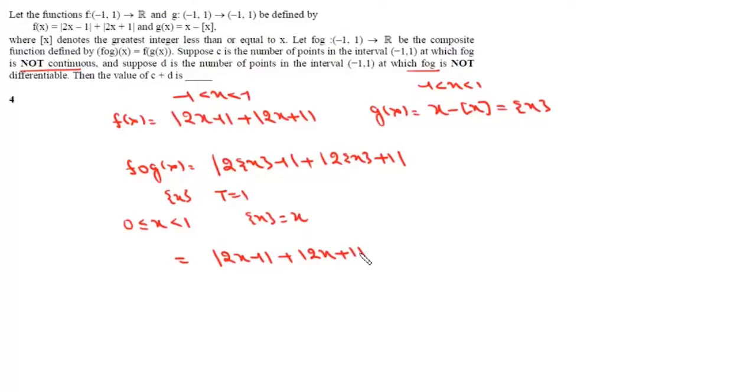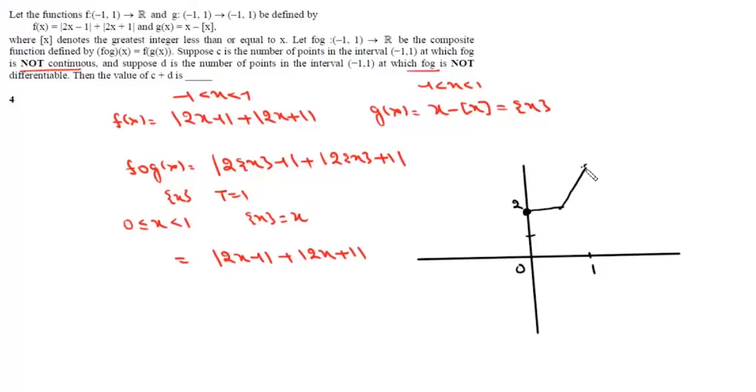Now if we draw this graph between 0 and 1, at 0 this value will be 2. So at 0 this value is 2 and 2 is included. Now at 1 by 2 we have this value as 0 and here this value will be 2, and at 1 this value is going to be 4. So that is the graph of f of g(x) in 0 to 1, and since it is a periodic function, in between minus 1 and 0 we'll repeat the same graph. And this point is minus 1 by 2 and this point is plus 1 by 2.